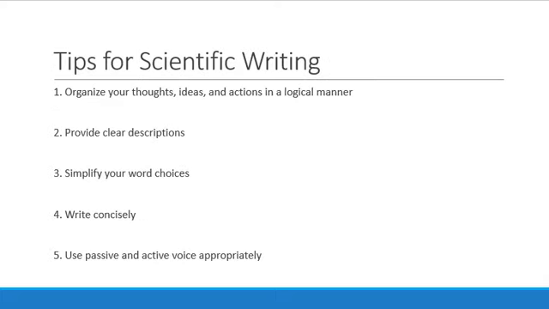Now, tips for scientific writing. First, organize your thoughts, ideas, and actions in a logical manner. It might be helpful for you to write an outline prior to doing your literature review search and starting to write your paper. You know your patient population. You probably already have an idea as to some of these psychosocial domains that you want to explore. So start putting your thoughts down and putting down everything you kind of know in an outline form. Next, provide clear descriptions when you write.